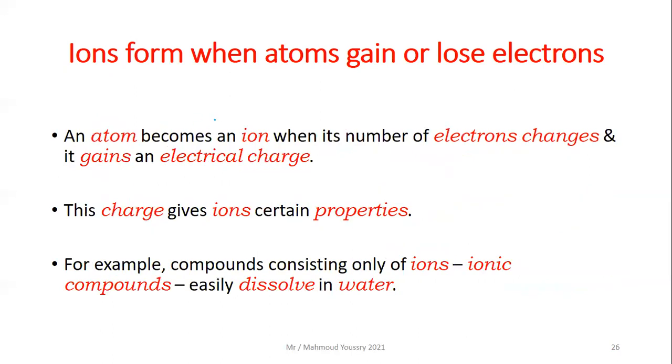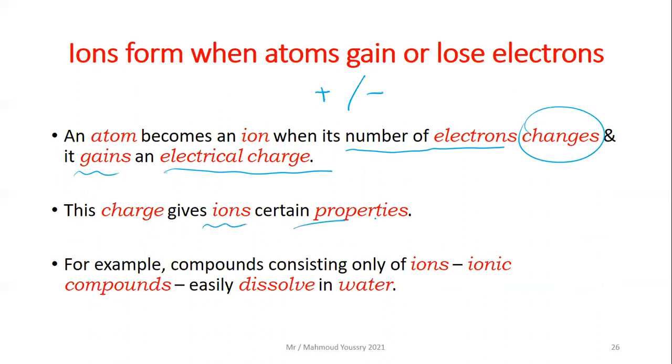An atom becomes an ion when its number of electrons changes and it gains an electrical charge, whether plus or minus. This charge gives ions certain properties. For example, compounds consisting only of ions are called ionic compounds. They can easily dissolve in water.